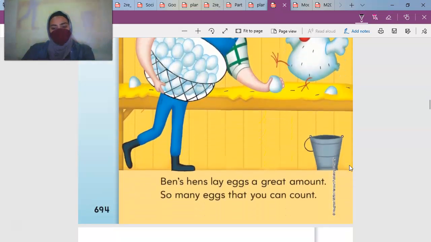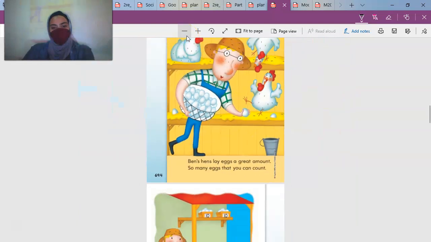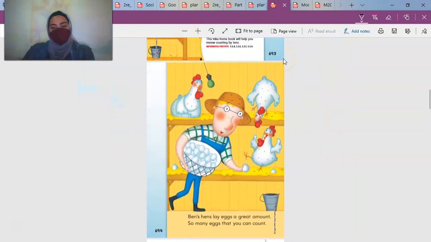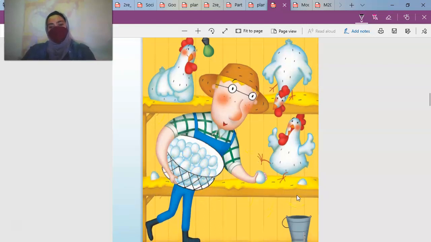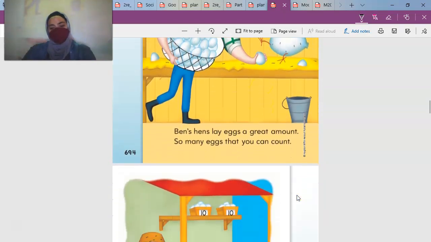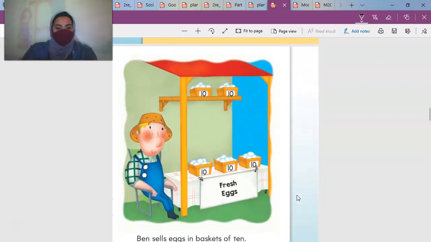All right, Ben, let me zoom out so we can see the whole thing. There we go. Ben's hens lay eggs a great amount, so many eggs that you can count. How many eggs did they lay in this picture? 32. Oh, wow, you counted them all? No, I was just talking about these. Okay, I don't know. It doesn't really ask us, but it's interesting. That's a lot of eggs. All right, let's see here.